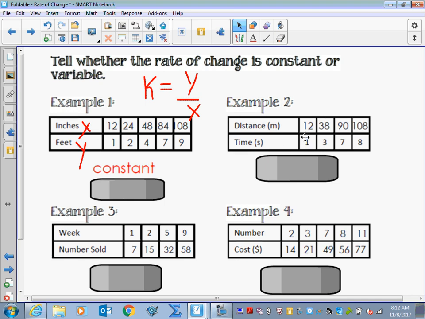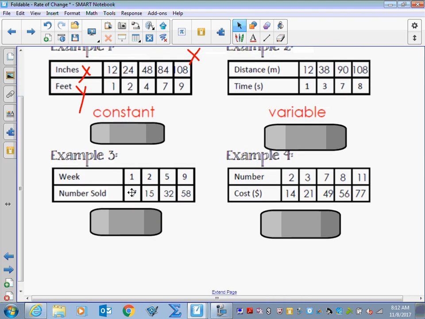All right, let's take a look at example 2. 1 over 12, so I'm looking for everything to reduce to 1/12. Okay, will 3 over 38 reduce to 1/12? No, so we will just say that's a variable. That means this table is varying, it's changing. Okay, so if it's not a constant, then you say variable. Okay, this one here, 7 divided by 1 is 7. 15 divided by 2 is actually 7.5. So that's a variable. Okay, it changed.